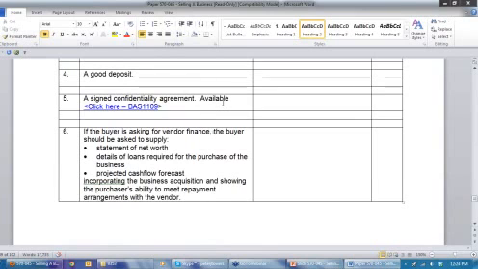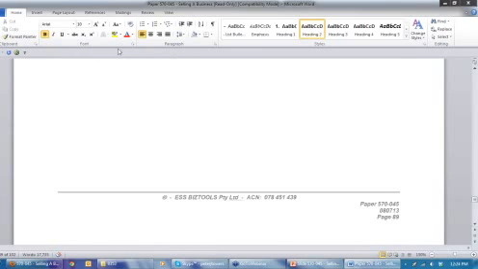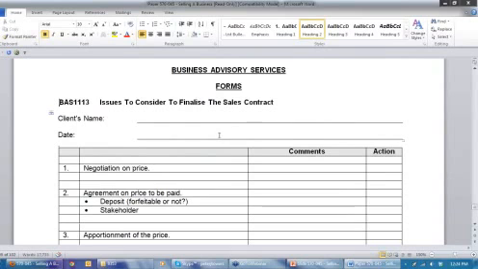So if the buyer wants vendor finance, it's reasonable to request a statement of net worth, and details of other loans that he or she has to pay. What's their projected cash flow from this business? They might be wanting to take out significantly higher salaries than what your current client, the vendor, is doing.